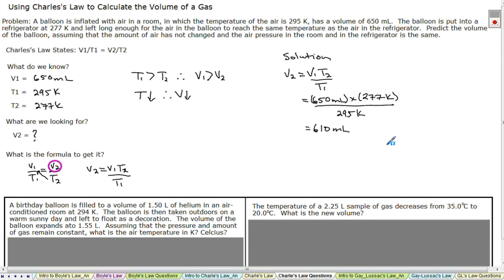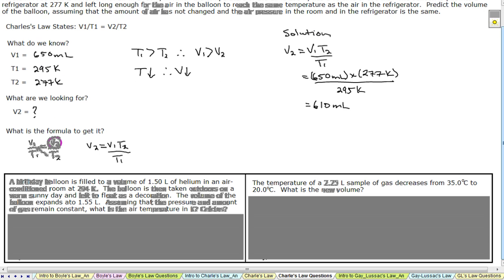So there we go, and our temperature changed by 18 Kelvin. So our volume is not going to decrease a massive amount. Any questions? Pause it. Write the questions out and attempt them right now, and then I'll show you the answers and you can make sure that you've done this correctly.